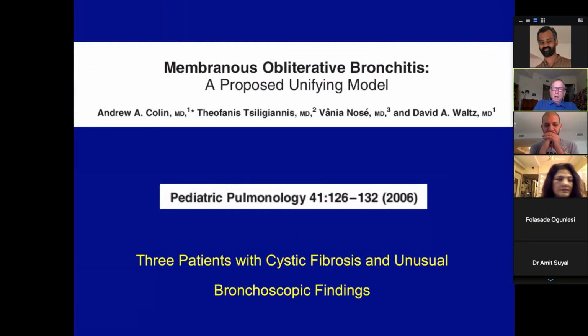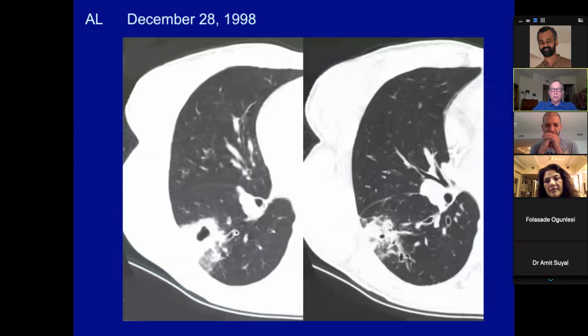So in 2006, we published this paper that is termed membranous obliterative bronchitis. And again, I'll elaborate a bit on the concept of membranous later. It was written by myself, Dave Waltz, who is a colleague at the division, Fanis Chilianis, who was a visiting colleague that was with us for 6 months from Athens, and Dr. Nozay, who was the pathologist. And this is a series of 3 cases of cystic fibrosis with unusual bronchoscopic findings. They were all in their 20s, so they are not strictly pediatric cases.